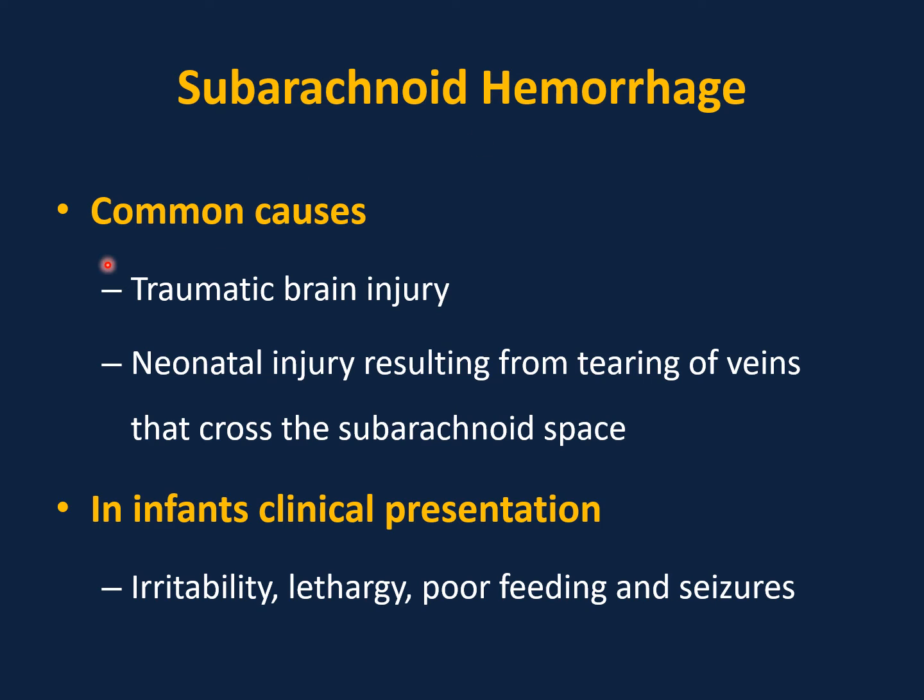Subarachnoid hemorrhage. Common causes: traumatic brain injury, neonatal injury resulting from a tearing of veins that cross the subarachnoid space. In infants, clinical presentation: irritability, non-specific irritability, lethargy, poor feeding, and seizure.